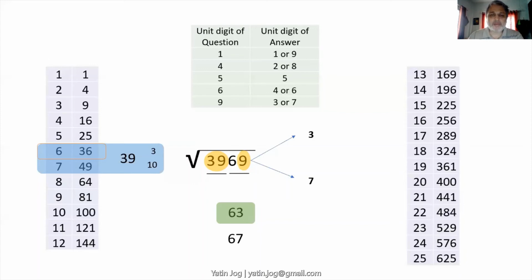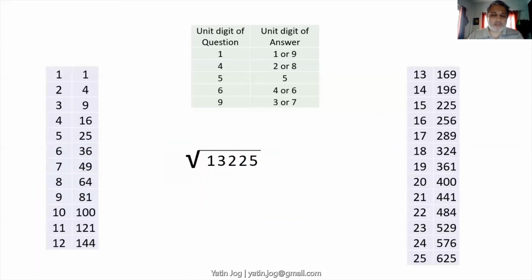We'll take another example. Suppose now we'll consider a 5-digit number. Suppose you want to find the square root of 13,225. Again, the process is the same. Step number 1, create a group of 2 digits starting from right hand side, and then the second group of whatever number of digits we have. In this case, we will have 3 digits in the second group, and the number will be 132. Now look at the unit place, it says 5. So the answer should have the unit digit of 5.